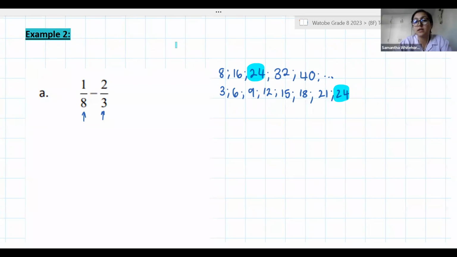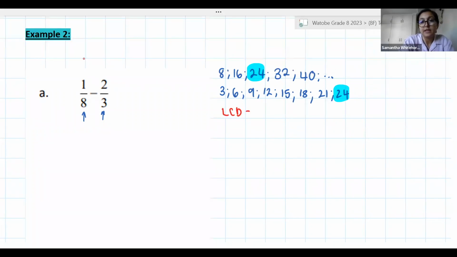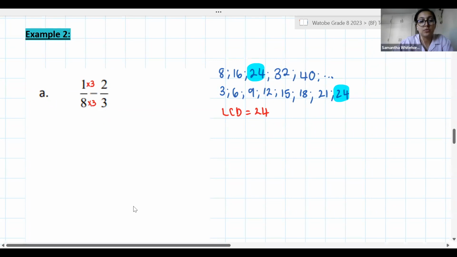So that is the smallest number that I can divide 8 and 3 into. And so that is my LCD. So my LCD now is 24. So I'll go back to my original question and I say, okay, what should I times 8 by to make it 24? Well, 8 times 3 gives me 24. But what I do to the bottom, I must do to the top. And so I must also multiply the 1 by 3.